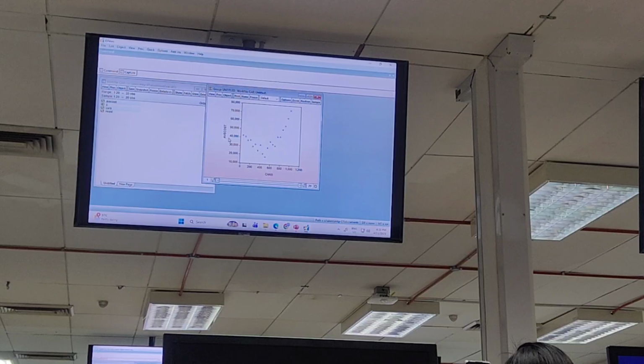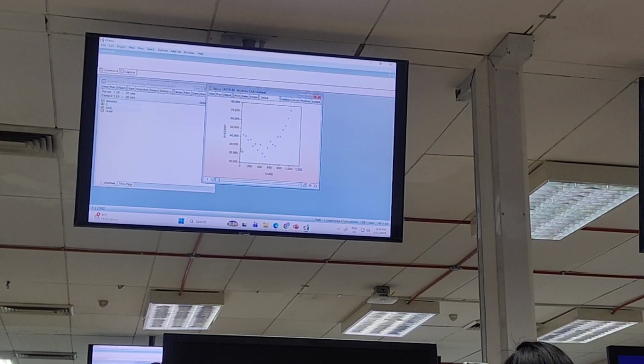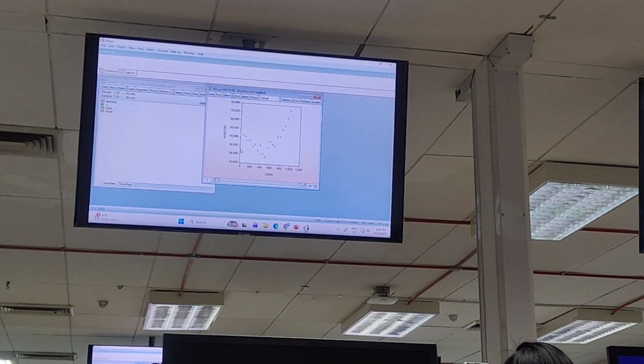So you can see this one, the relationship between average cost and cost. Definitely, the use of a linear model, that is a straight line, is not suitable to represent the relationship between y and x. So you have to use an alternative model. For this one, a suitable model is the one that we call the quadratic regression model.